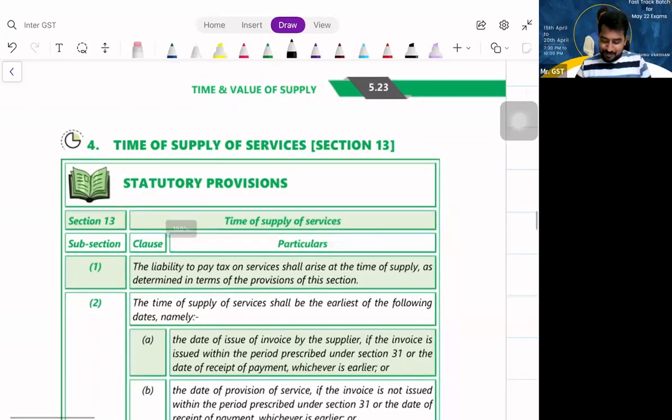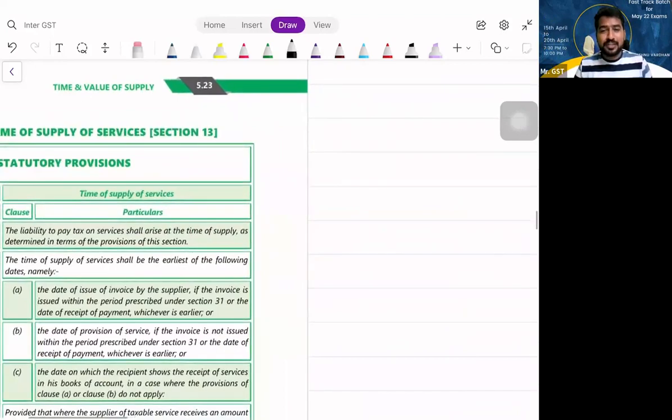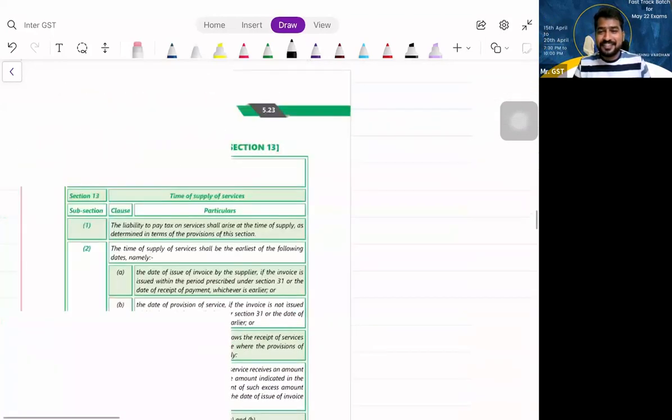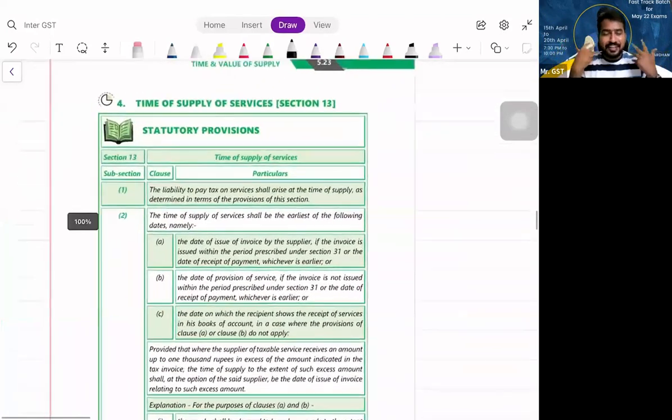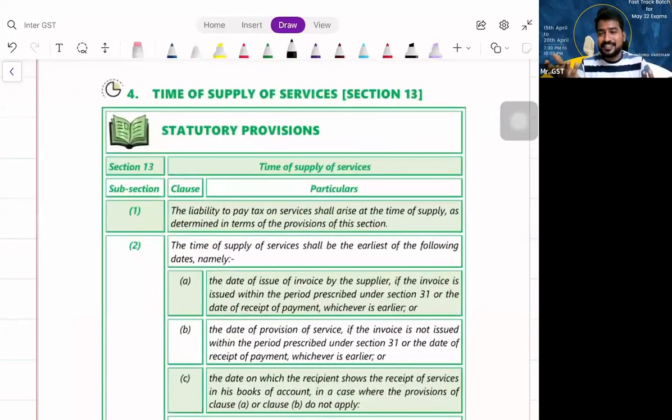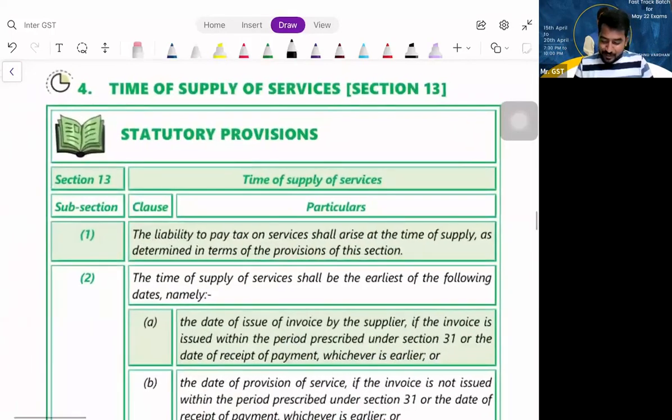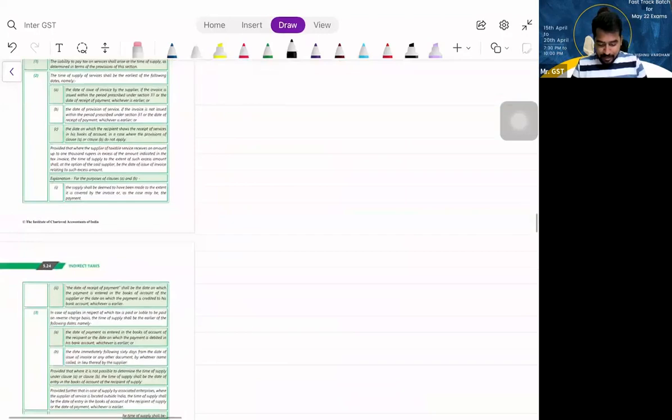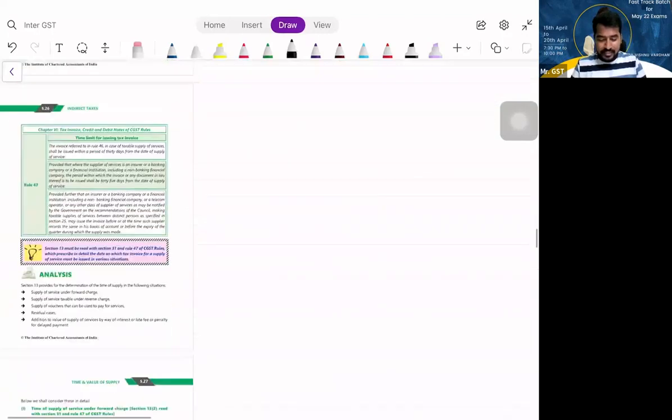Fine. How many of you have seen KGF part 2? Raise your hands. Sir, life itself became KGF part 3, sir. You're asking to watch KGF part 2. Fine. So let us go with section 31, time limit to raise invoice for services.